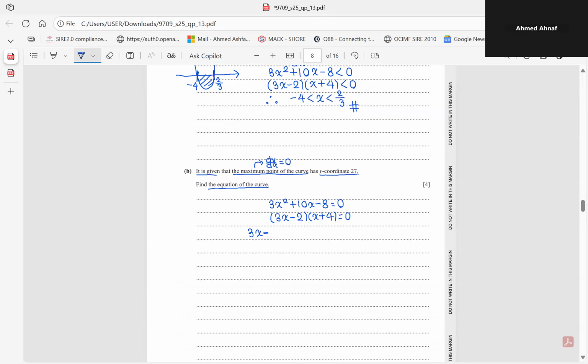So you would get 3x minus 2 equals 0, and x would be 2 over 3. And then x plus 4 equals 0, x would be minus 4.